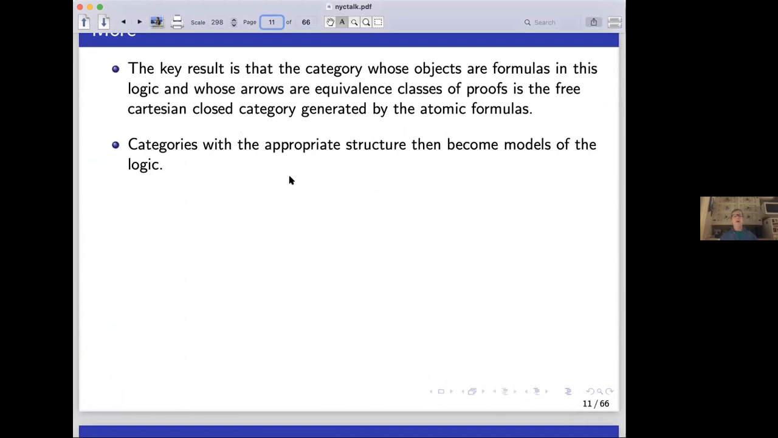And once you have that system set up properly, then categories with that appropriate structure all become models of the logic. So you can model propositional intuitionistic logic, as the technical name goes, in categories like categories of sheaves and presheaves and similar categories, any Cartesian closed category that you want. And you can view those categories as models of logic, which frequently gives you some interesting ways of thinking of those categories.